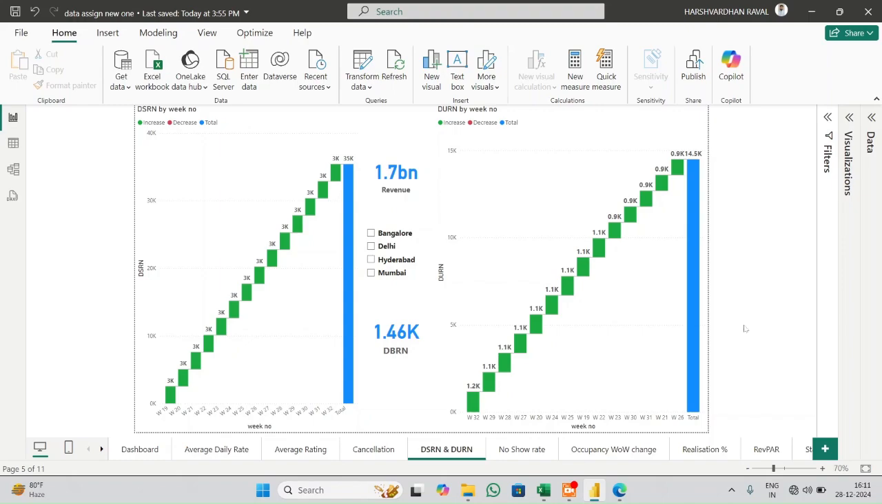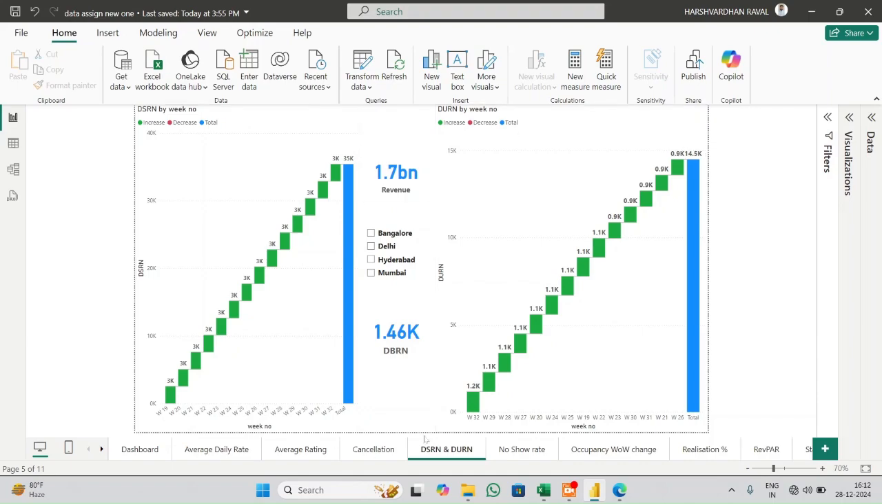So 20k rooms are not utilized, which we will see further in terms of occupancy rate, occupancy percentage. So here 20k is less. If 100% is 35k and 15k is utilized, then some of the occupancy is not being maintained. So hotels should focus on this. They should increase the daily utilized room nights. Week on week they should manage their operations.